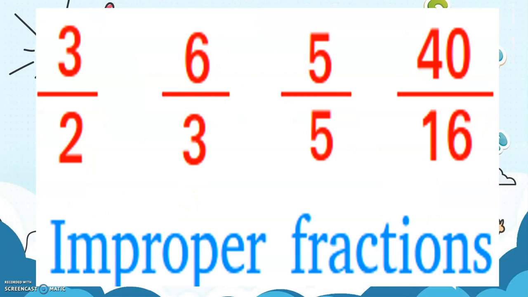So we have examples of improper fractions. 3/3, 6/3, or 5/5, they are the same. We can call it an improper fraction. Or 40/16. As you can see, we have the big number here, which is the numerator, and the denominator is the smaller number. So 3/2, 6/3, 5/5, 40/16, or we have 4/4, 2/2. Those are the improper fractions.